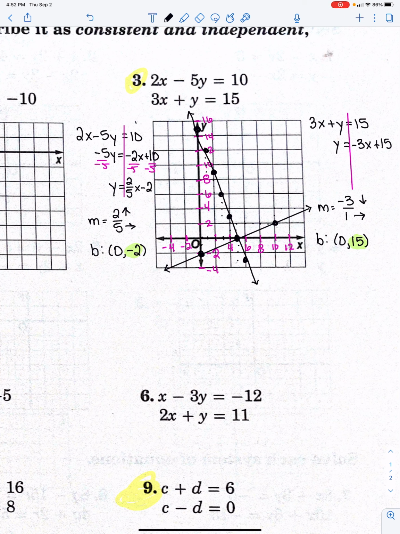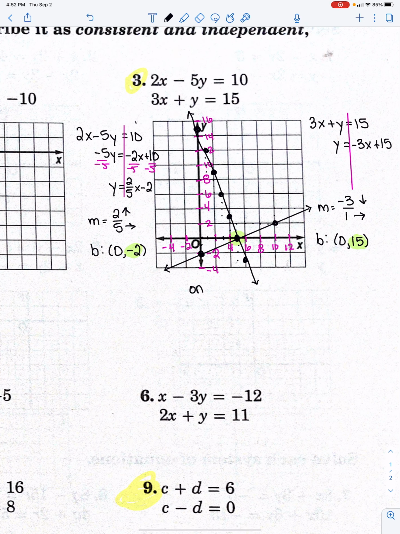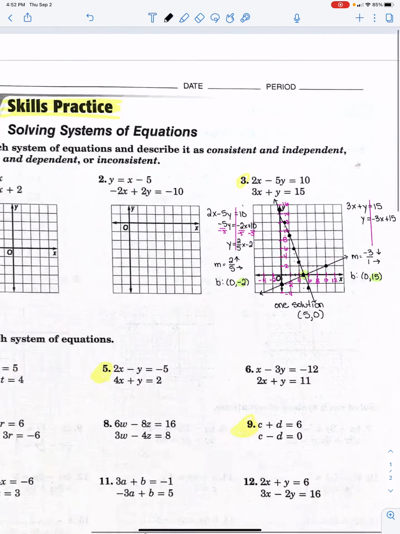Okay. These ones here, their solution is right at that point, and that solution is at x is 5, and let's move that out of the way. It has one solution. X was 5, and y is 0. Okay, that's where the two lines intersect. Okay, I'm going to leave number 1 for you.